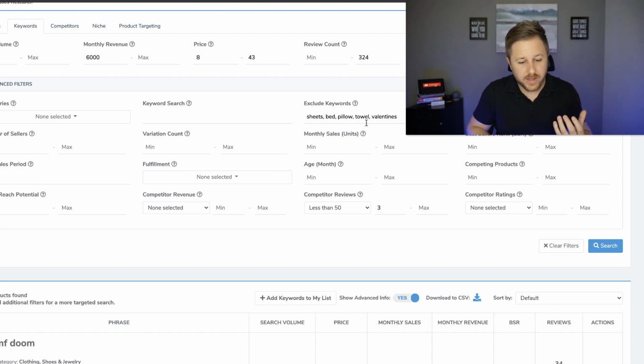And then the only other thing I did was I came down here to competitor reviews. Now I always put a number right here in the minimum. So this means that at least 3 people on page 1 are going to have less than 50 reviews. So this is a very powerful section of Black Box, and I always use it during my product research because that means it won't be hard to get on page 1. It's less competitive because there are sellers on page 1 with low reviews.